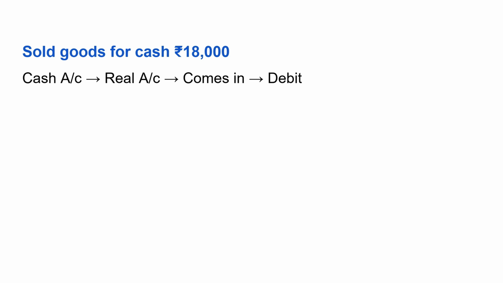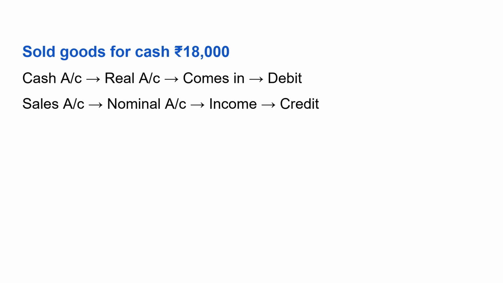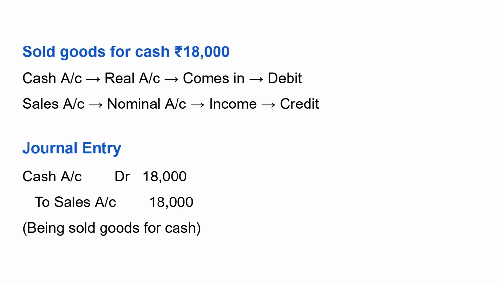debit what comes in. And sales account. Sales account is nominal account. And sales is income. So the rule for nominal account is credit the incomes. So it is credited. And the journal entry is cash account debit 18,000 rupees to sales account 18,000 rupees. And the narration is being sold goods for cash.